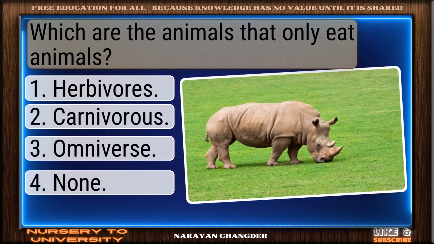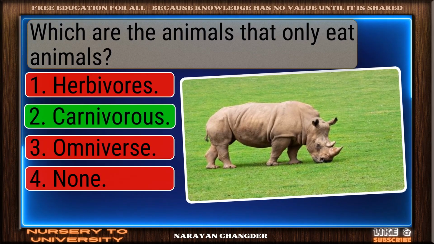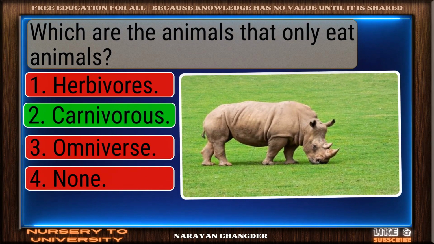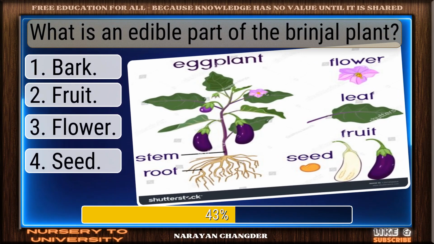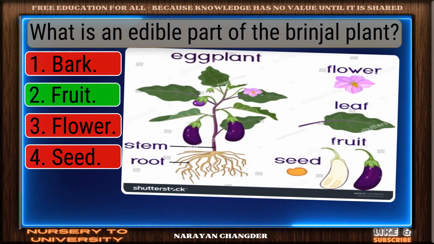Which are the animals that only eat animals? Correct. Carnivorous is the right answer. What is an edible part of the brinjal plant? Good thinking. Fruit is the right answer.